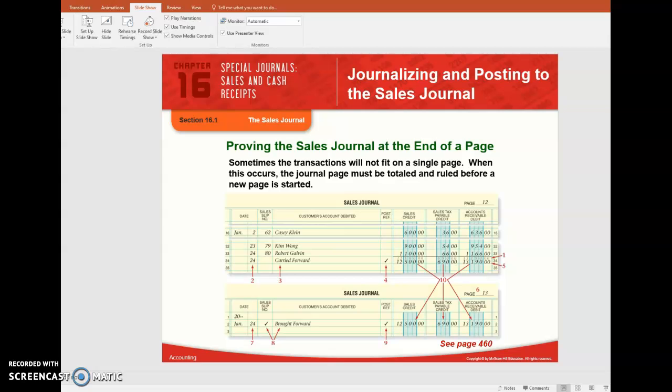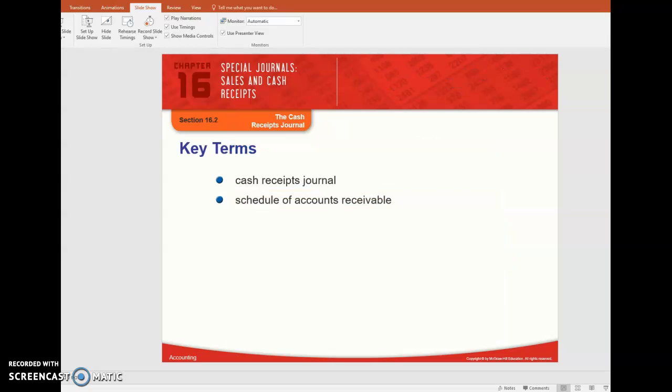Proving the sales journal at the end of the page. Again, they're just showing you that if you had your sales journal and you have to add another page, you would end the journal at the bottom lines, write in the words carried forward, and then on the new page, because if you look, from page 12 now we're on page 13, brought forward, and you bring these balances over. Just to show you if you did need another page.